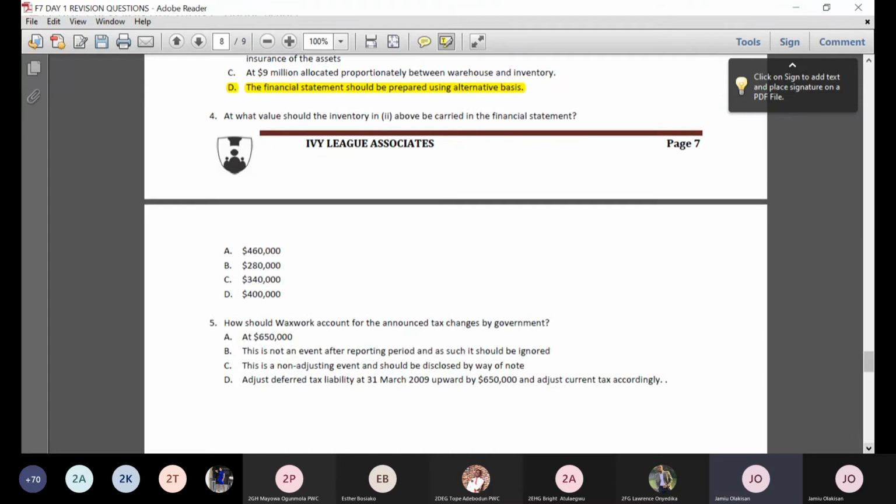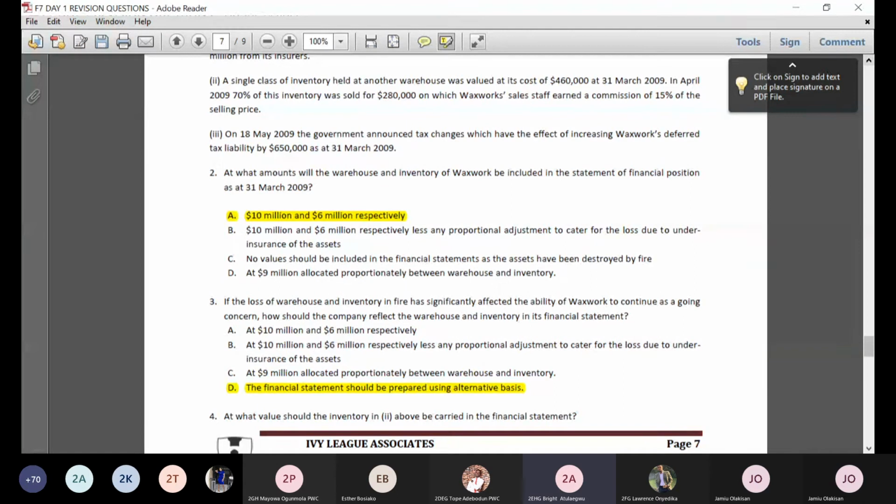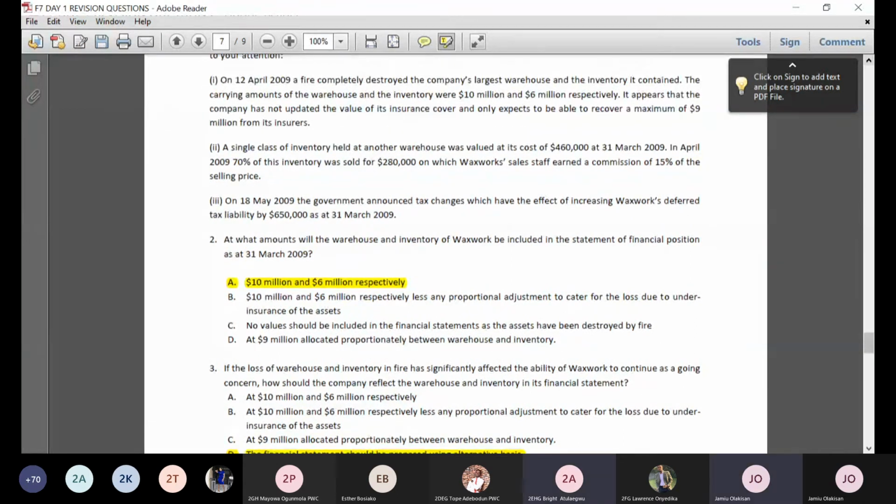So can you read question 4? Question 4. What value should the inventory in 2 be carried in the financial statement? Okay. In 2, let's do. If there were time, I would have asked you guys to individually do this question 4. I would have loved to ask you guys to do this question 4 if time were to be permitted. What do you guys think? At what value should the inventory be carried?